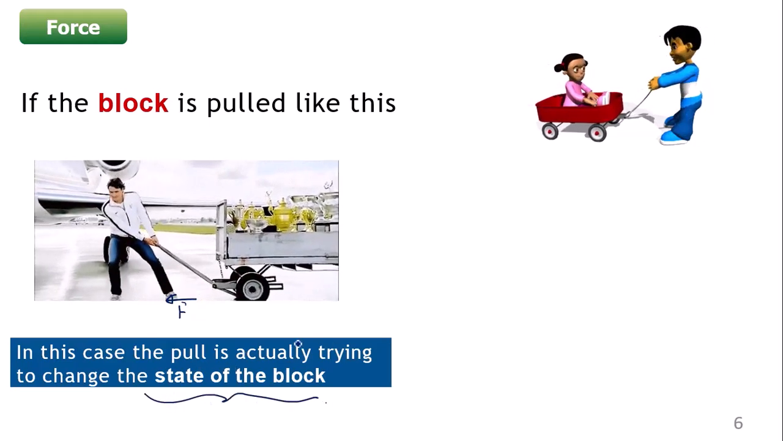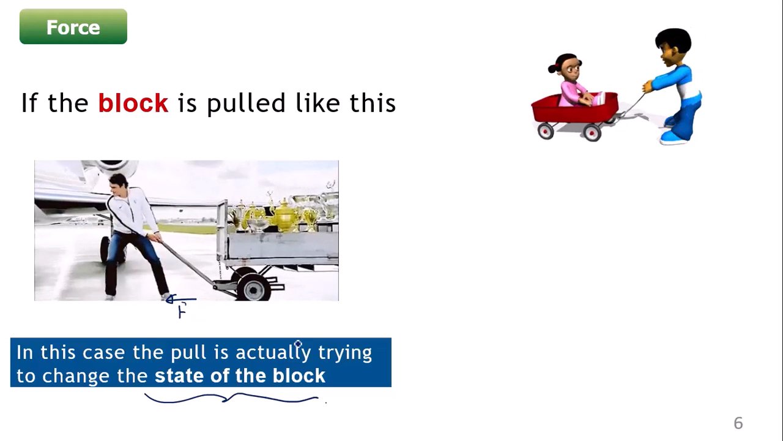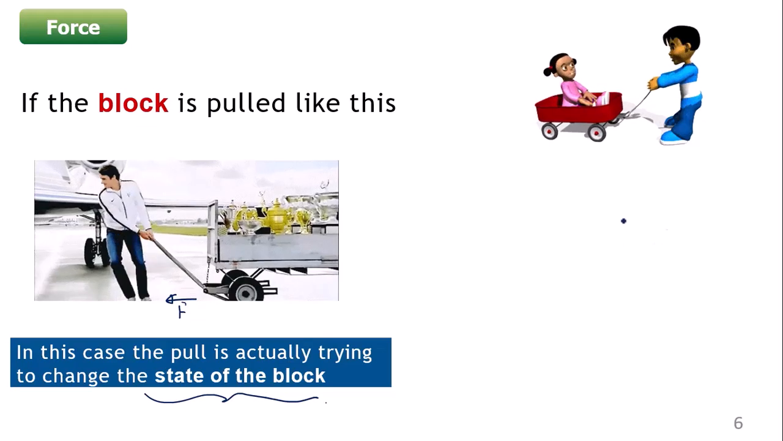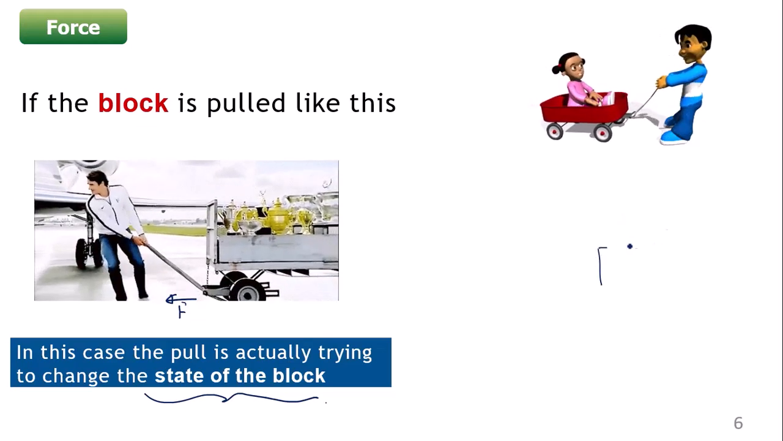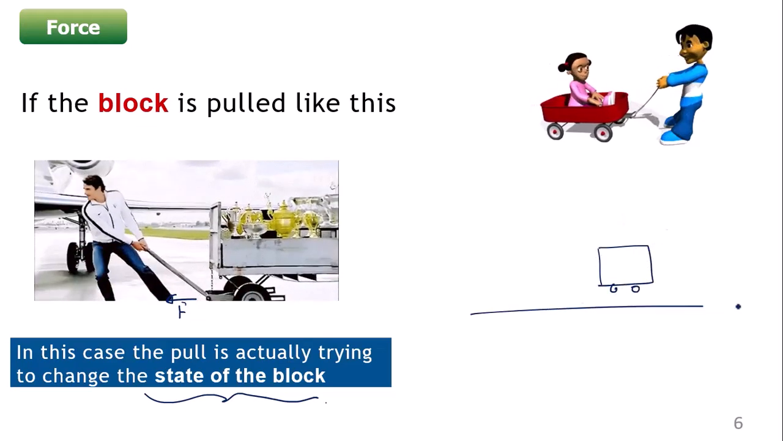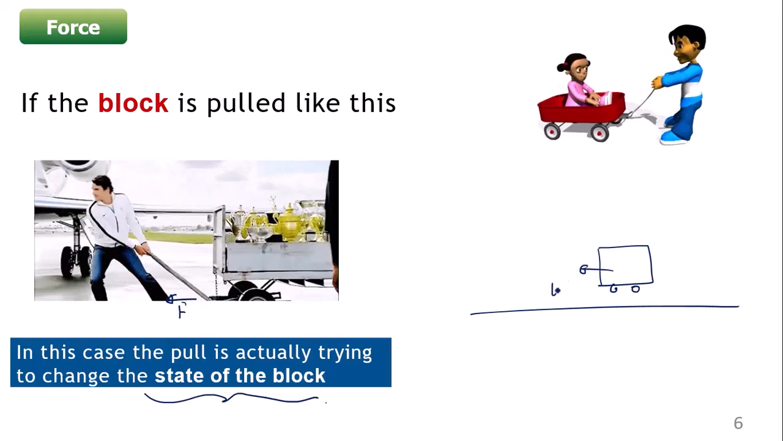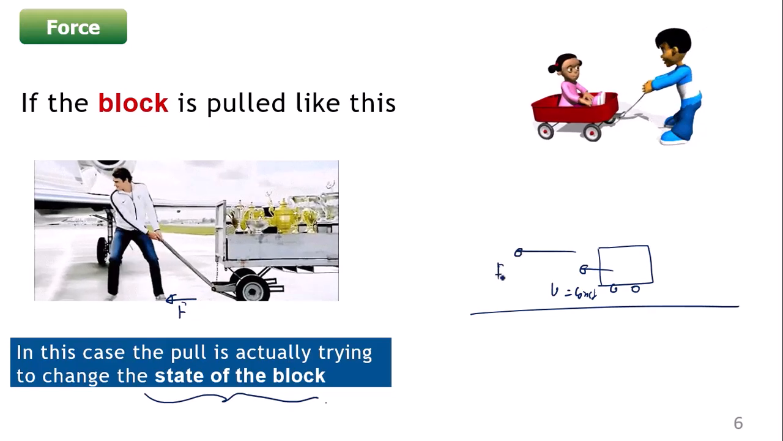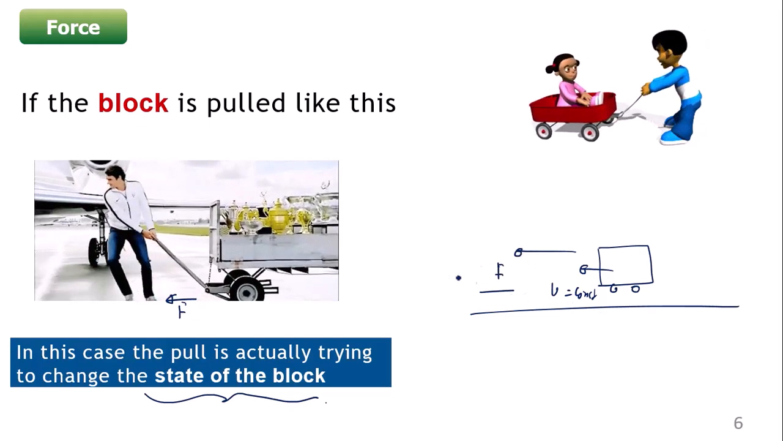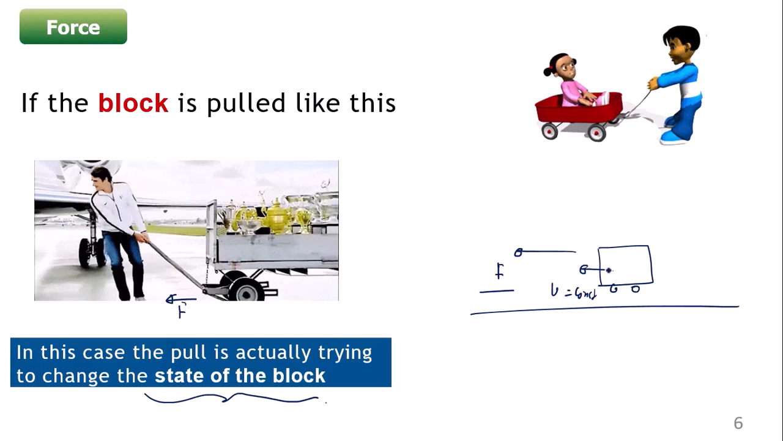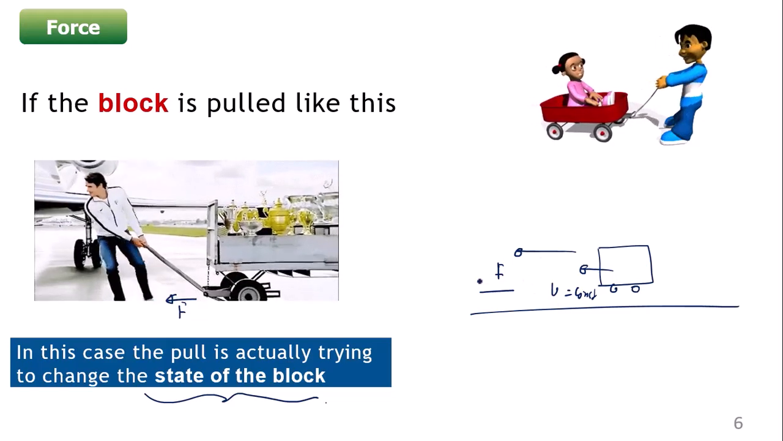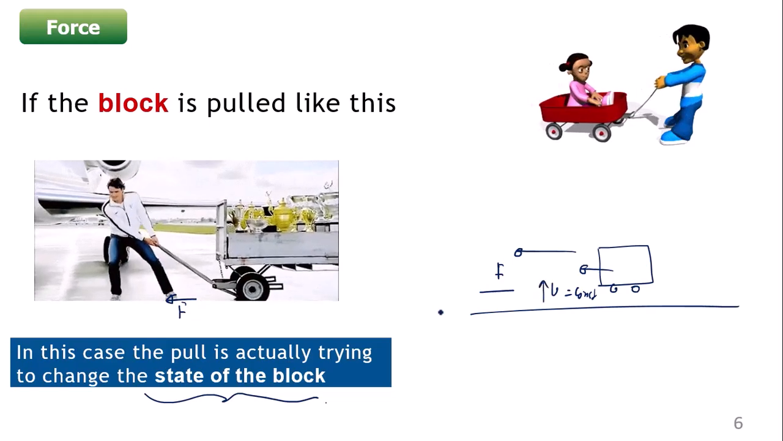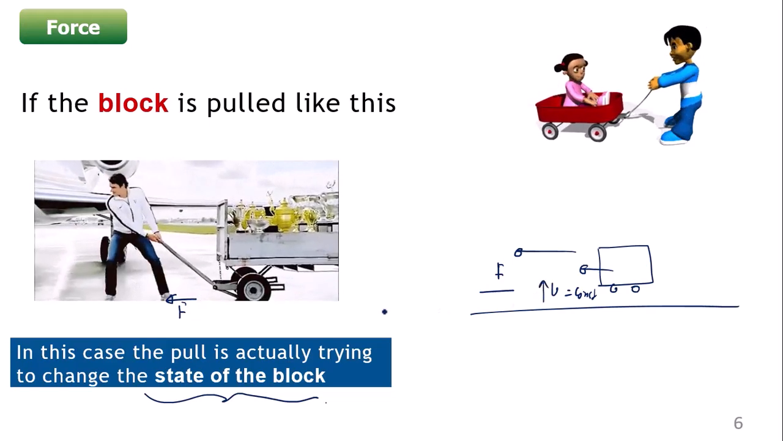Initially the block may be at rest, so we apply the force to create a change of state. It is also possible that initially the block is moving with a constant speed. Let us say this is the block, moving with a constant speed, v equals constant. Now if I apply a force in the same direction, then the state of motion can be changed. Initially the block is under uniform motion. Now when I apply a force, the velocity should be increased.